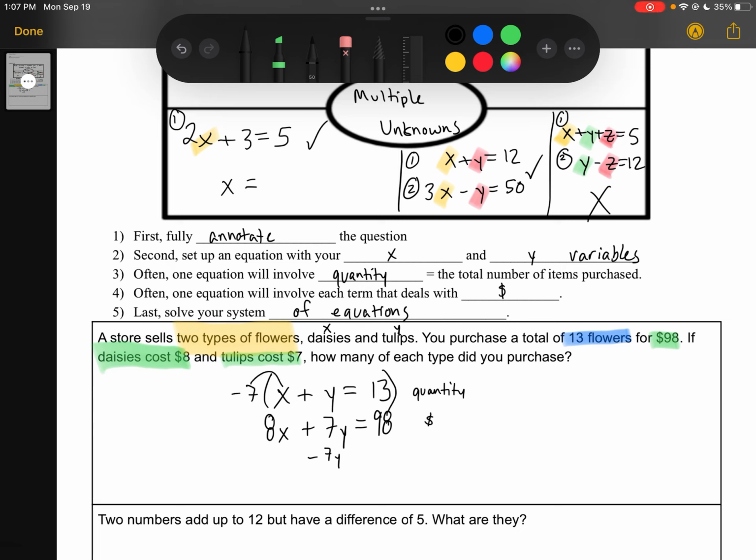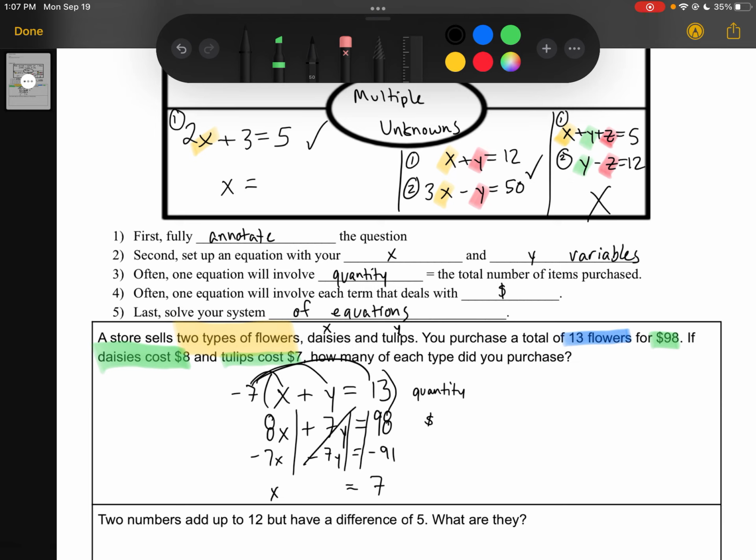Well, the answer is minus 7. So if we multiply all three of these terms by minus 7, so minus 7 times x, minus 7 times y, and then finally minus 7 times 13, that should give us what we're looking for here. So lining these things up, straight up and straight down, we end up with 1x. 8 minus 7 is just x, equals, and then 98 minus 91 gets us 7, and then 7y minus 7y cancels out, leaves us with nothing.